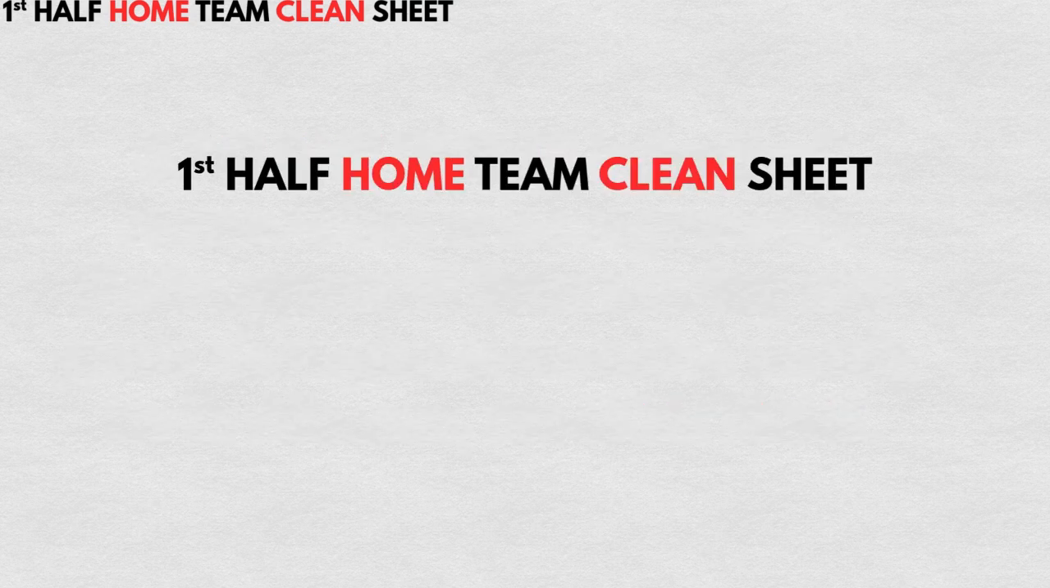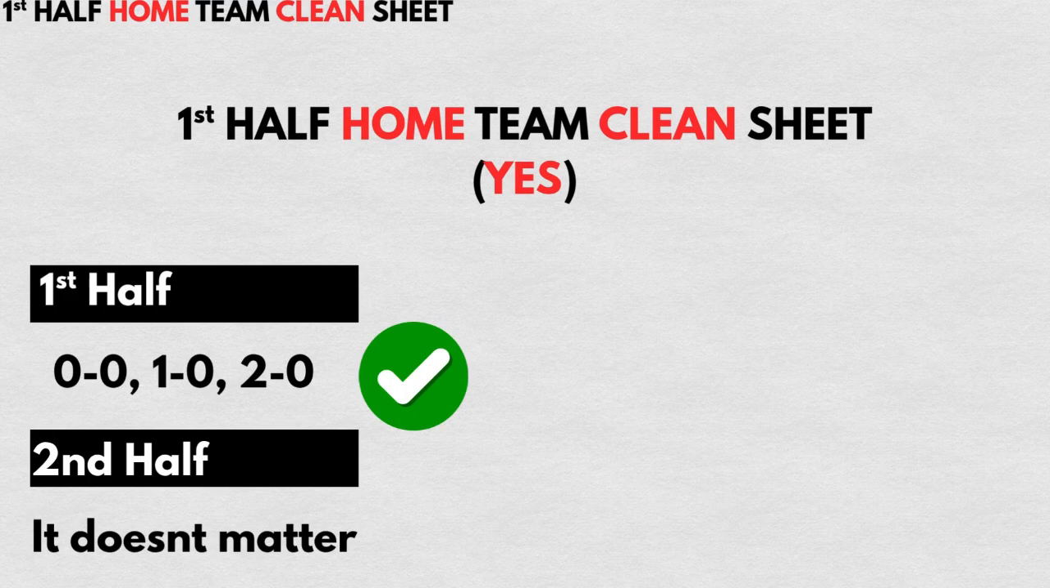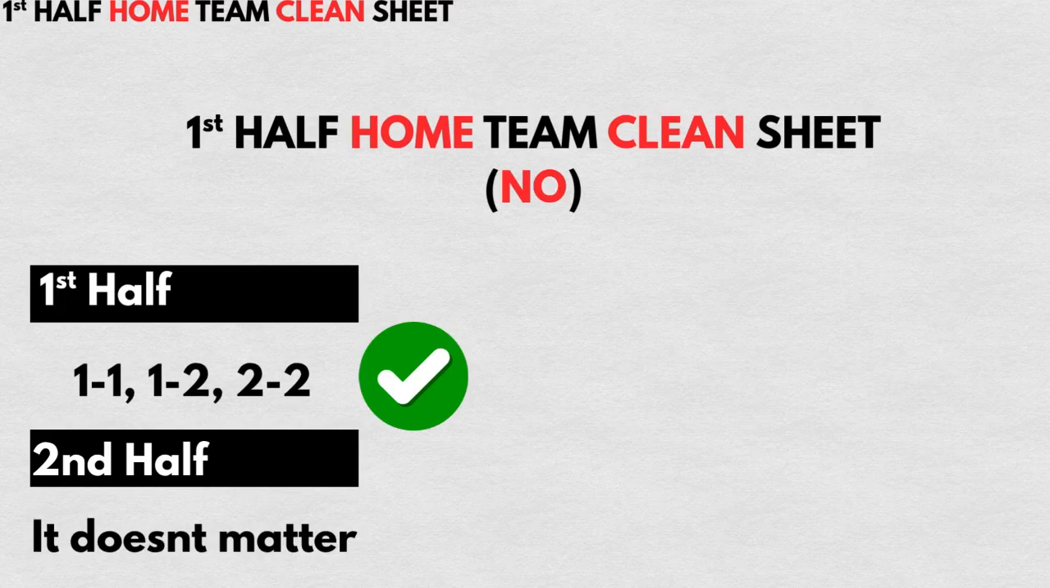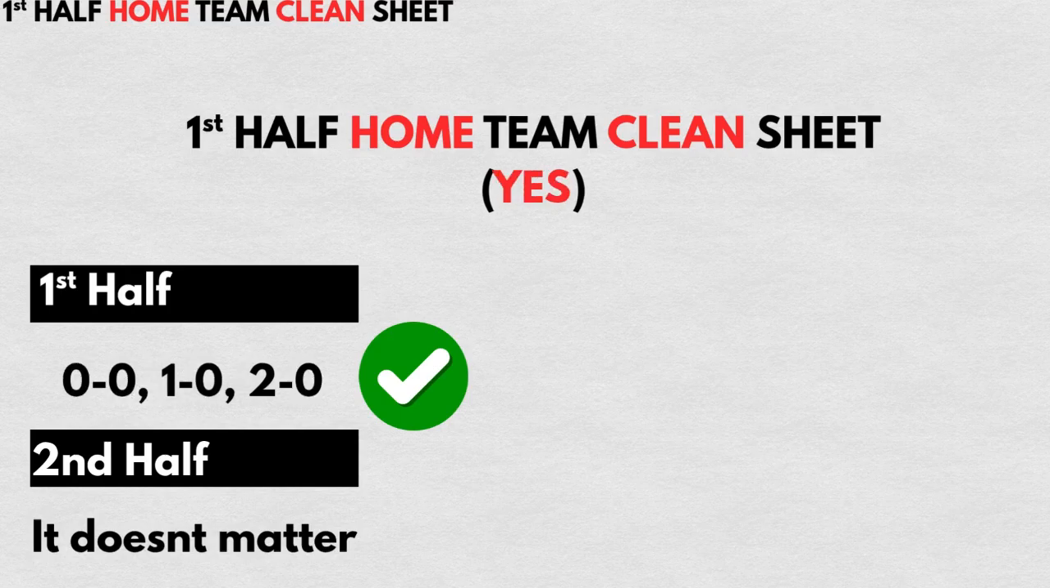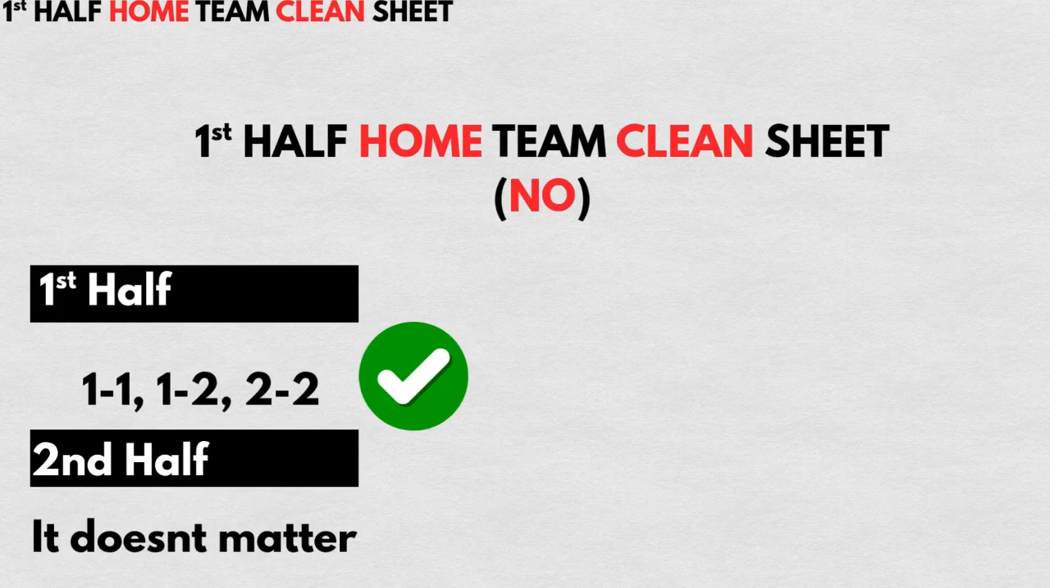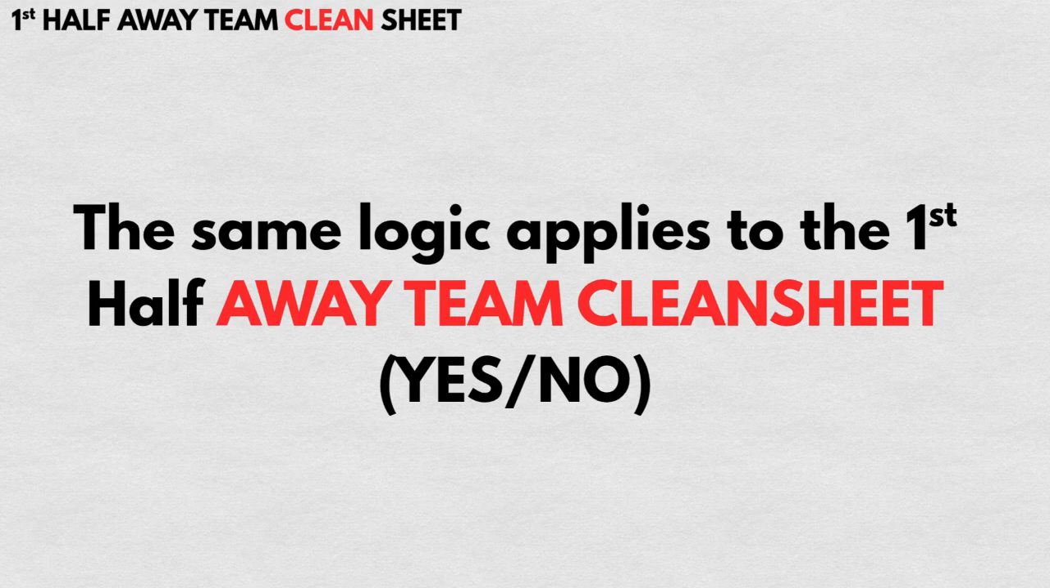First half home team clean sheet, yes or no? If you say yes, then that means you're expecting the home team to keep a clean sheet in the first half. If you say no, then that means the home team is not going to keep a clean sheet in that first half. Now, let me reiterate. If you say yes, then that means they are not going to score the home team in the first half. But if you say no, that means they are going to score the home team in the first half. The same logic applies for the first half away team clean sheet, yes or no.